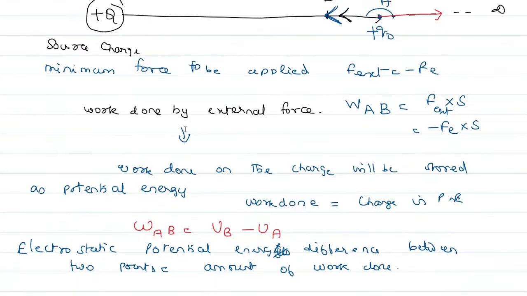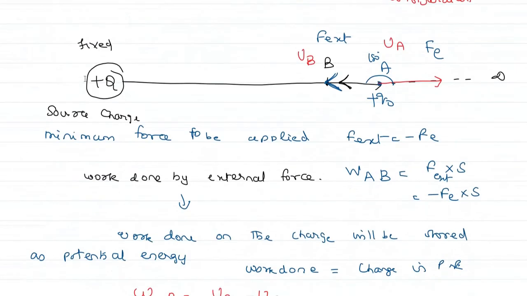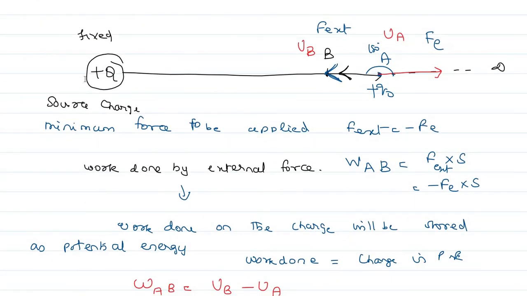Now what is without acceleration? Here I explained it, no? When two forces are equal and opposite, the same thing applies. See, what happened? The minimum force applied, the external force, must be equal to the electrostatic force, and it is opposite in direction, that we know very clearly.